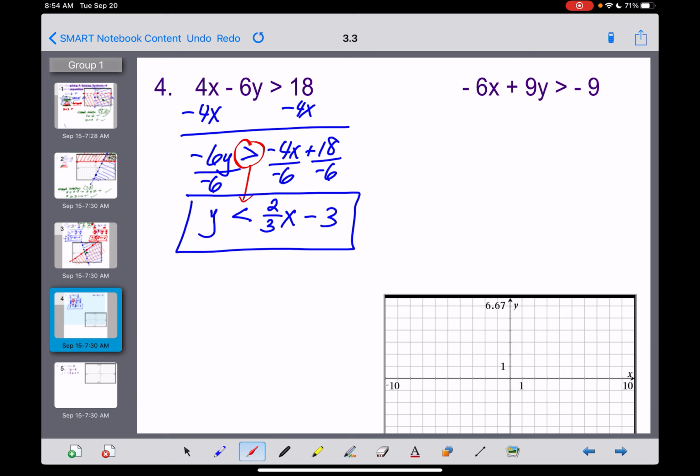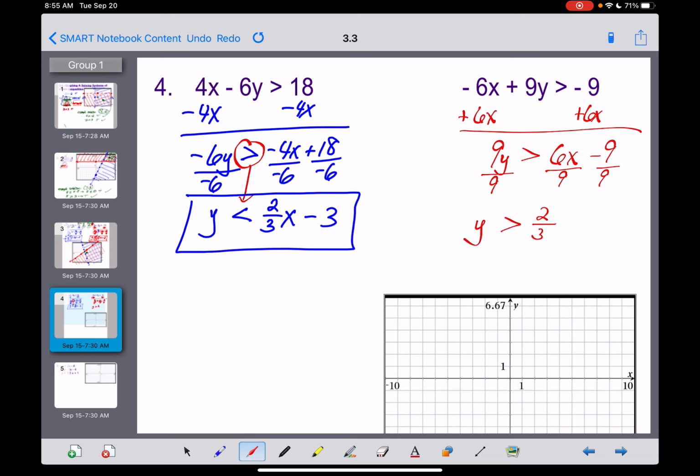Let's take a look at the second one now. Negative 6x plus 9y is greater than negative 9. Getting y by itself, we're going to add a 6x to both sides. Those cancel. We're going to get 9y is greater than 6x minus 9. We will divide each of the 3 terms here by 9, but here we're dividing by a positive number, so there's no need to flip the sign. And we're going to get y is greater than 6 over 9 simplifies to 2/3 times x, and then a minus 1 at the end of all that.